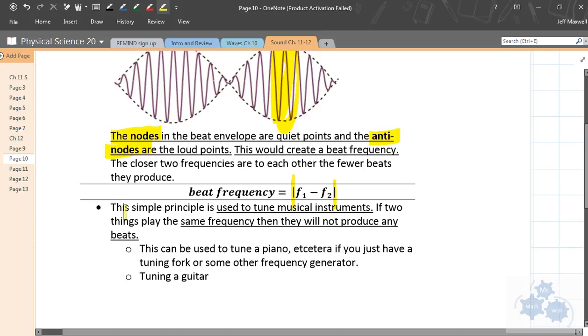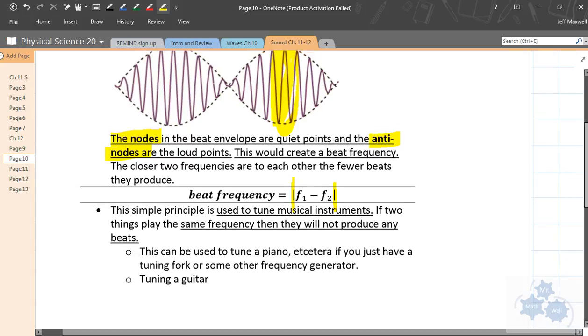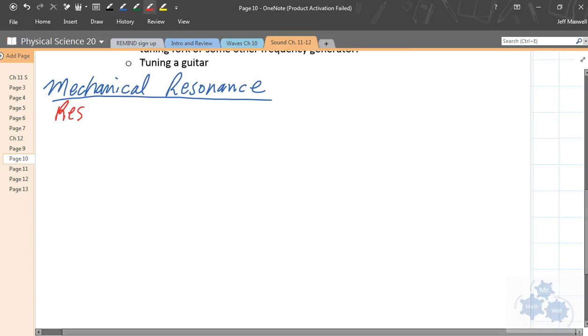This simple principle is used to tune musical instruments. If two things play the same frequency, then they should not produce any beats. There should be no beat frequency. There shouldn't be a wah. This is used to tune a piano, used to tune a guitar. I'm going to give you a little demonstration in the back with tuning the guitar using harmonics, and you'll be able to hear the beat frequency. This is sort of how it's used. So I'm going to give that a shot here.